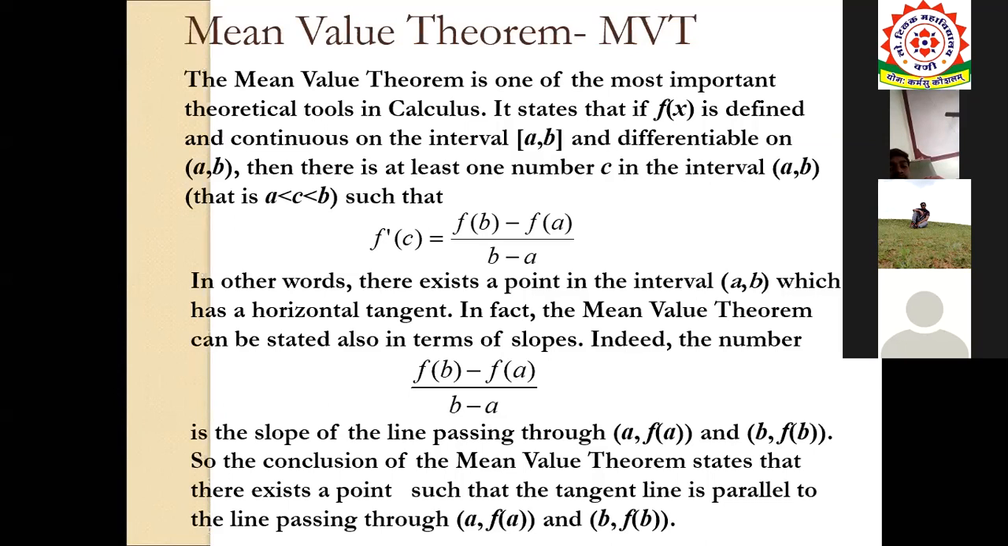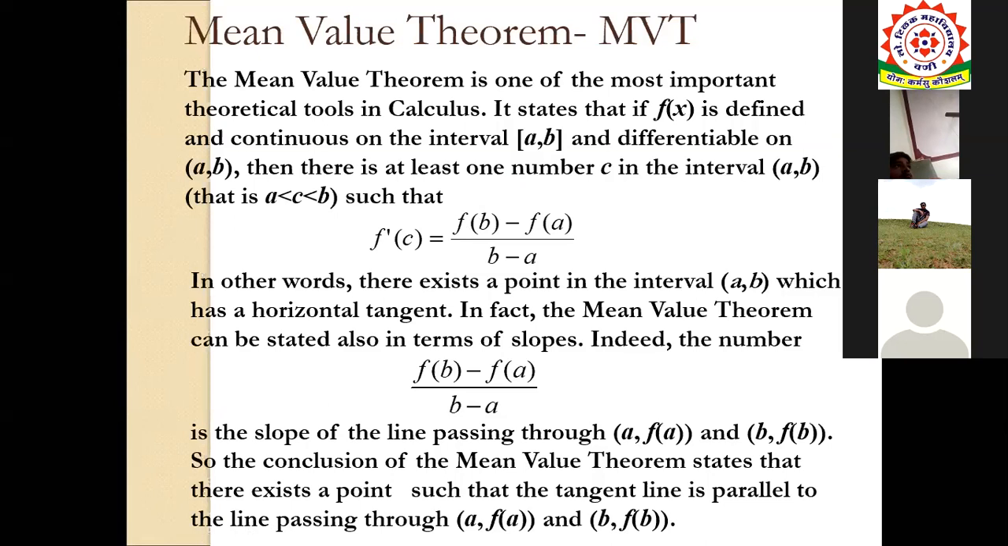And if you see Rolle's theorem and mean value theorem, if we apply the condition f of b is equal to f of a, here if we substitute f of a is equal to f of b, then we get f dash of c is equal to 0. So in other words, there exists a point in between the interval a b which has a horizontal tangent line. In fact, the mean value theorem can also be stated in terms of slope.